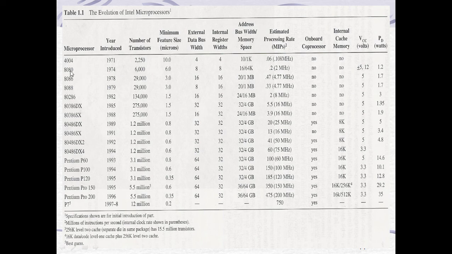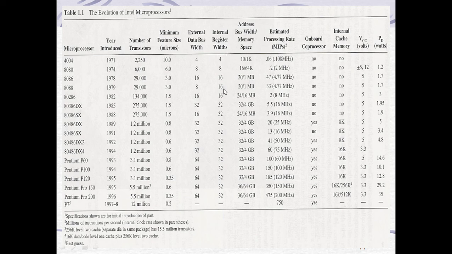With the 8080 microprocessor, which was invented in 1974, the number of transistors increases. The internal bus width is 8-bit now. The internal register width is 8. The address bus width is increasing. The speed is increasing.